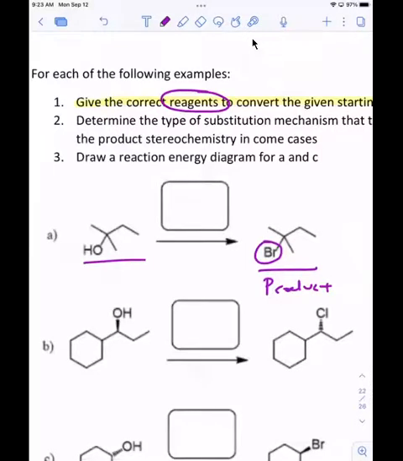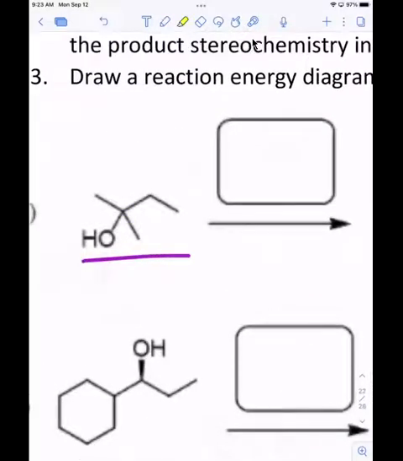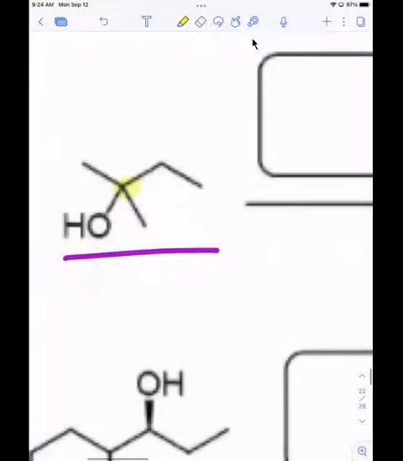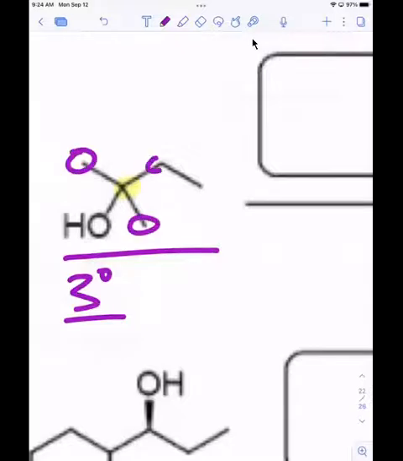All right, anybody, what type of alcohol is that? The way we determine that is we look at the carbon where the alcohol is and count how many carbons are attached to it. Tertiary. Come on, don't be scared. Be confident. You can see that there are three carbons attached to that carbon. You know what you know and what you don't know, but this you know, because we've seen it more than once. All right, so that's a tertiary alcohol.